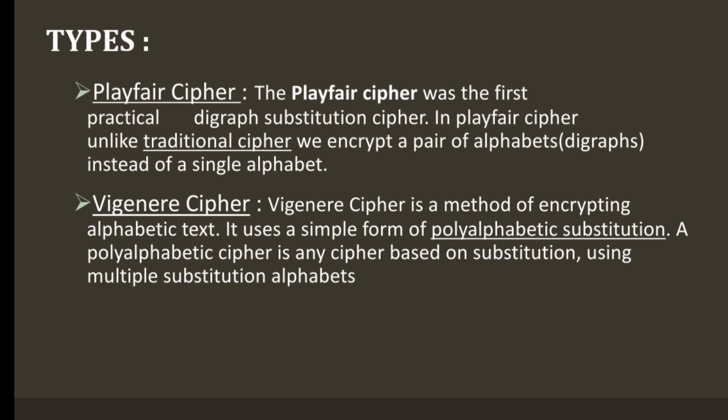Now the definition of Vigenere cipher: it is a method of encrypting alphabetic text. It uses a simple form of polyalphabetic substitution. A polyalphabetic cipher is any cipher based on substitution using multiple substitution alphabets.